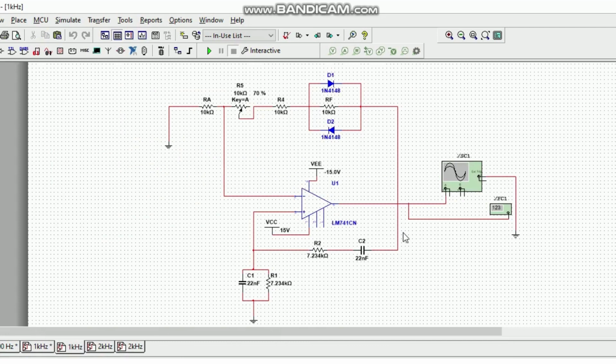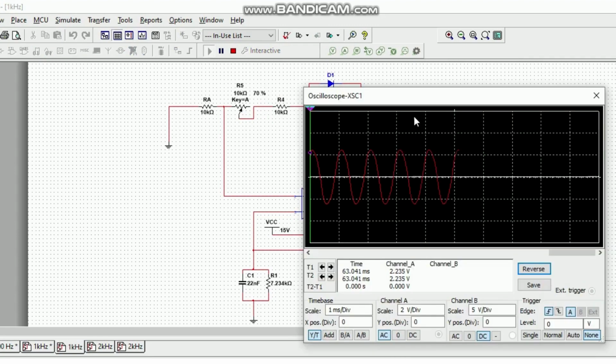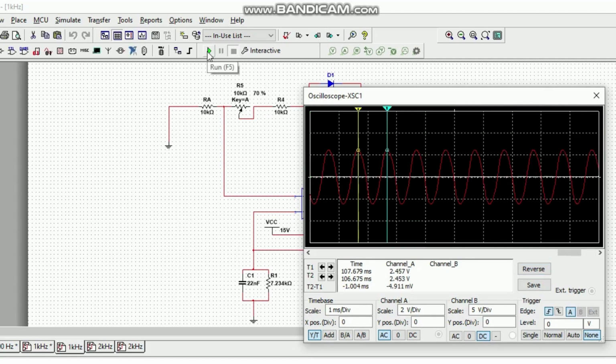This is the same circuit, but it already has the amplitude stabilization effect. We have added 2 diodes, and a potentiometer was used. Now you can see the wave is smoother and a perfect sine wave with no distortions. The period of it is about 1.004 milliseconds, which gives the same frequency, 996 Hz.